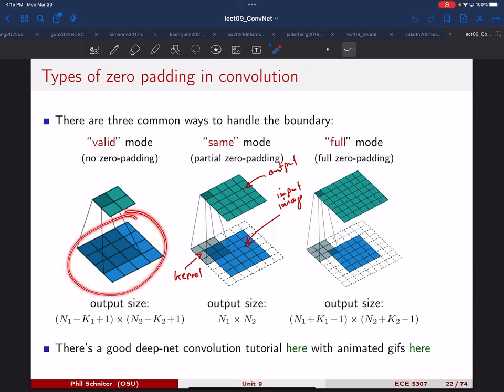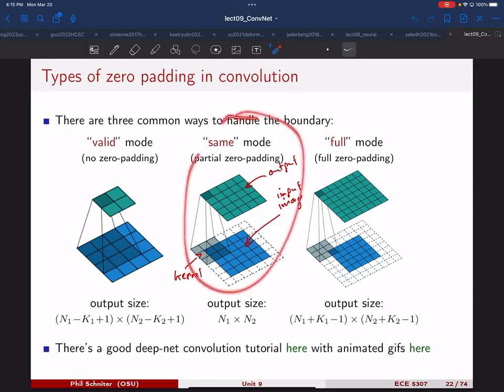In this case, there's only 4 possible shifts. There's that one, this one, this one, and this one. And so as a result, the output image only has 4 pixels. And then there's the same mode, where, depending on the size of the kernel, you allow as much zero padding here so that the output image has exactly the same size as the input image. And this is probably the most common one, just because it makes it simple to keep track of the sizes as you go through the network.